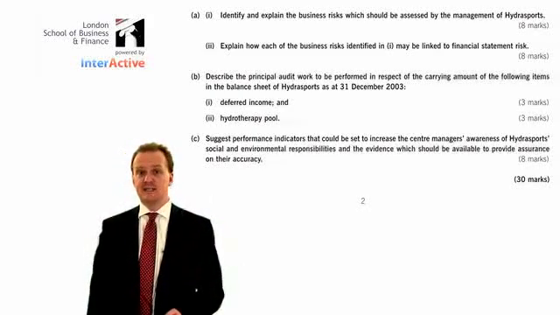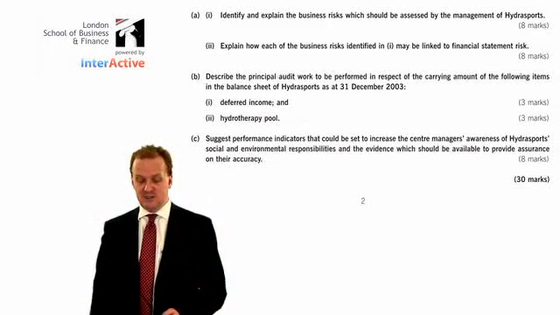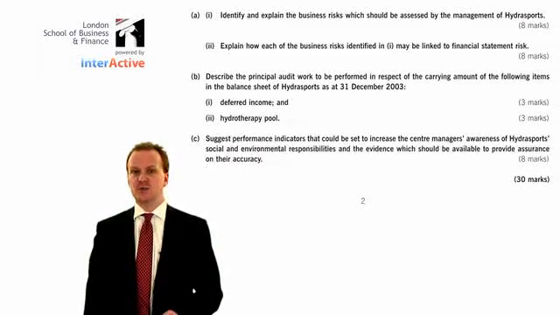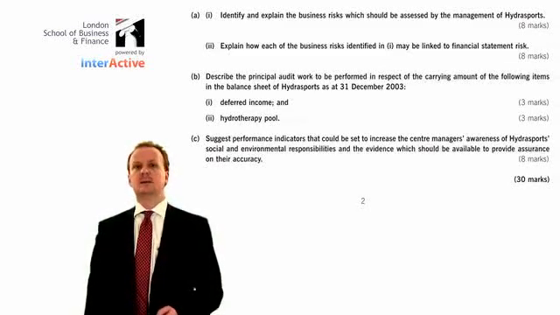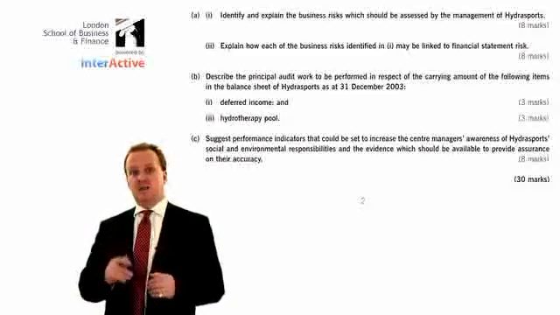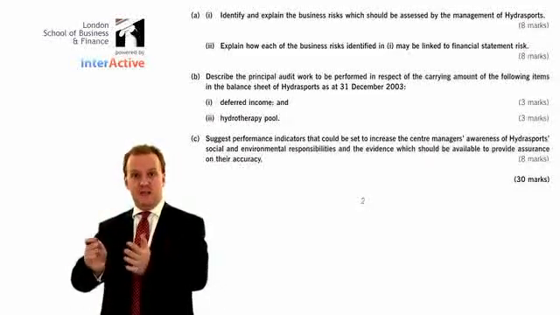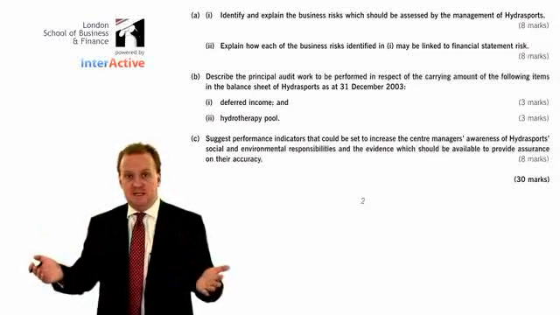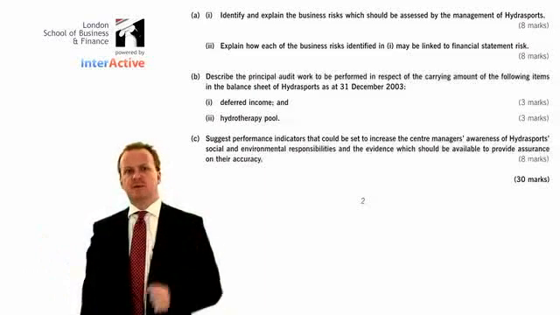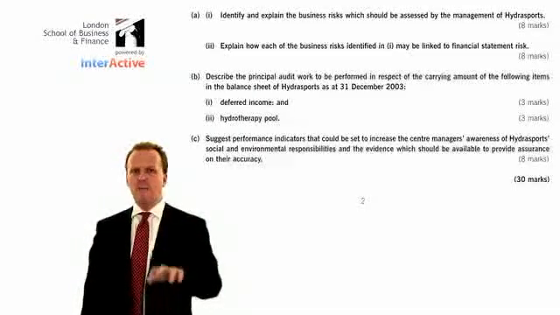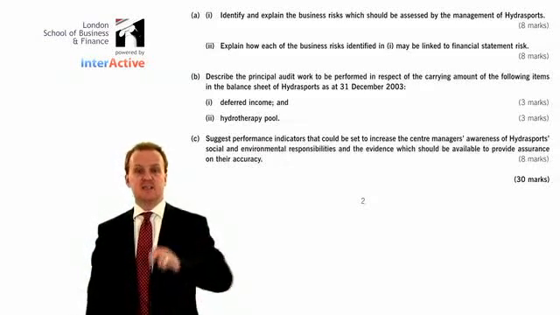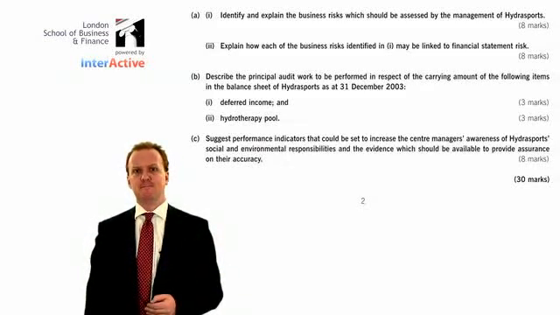A part 2 then says, explain how each of the business risks identified in 1 may be linked to financial statement risk. That's also worth 8 marks. So in the first part of part A, it's risks to the company, its future profitability. And then in the second part of the requirement, financial statement risk, or in other words, why might their accounts be wrong as a result of the business risks we saw in part 1.